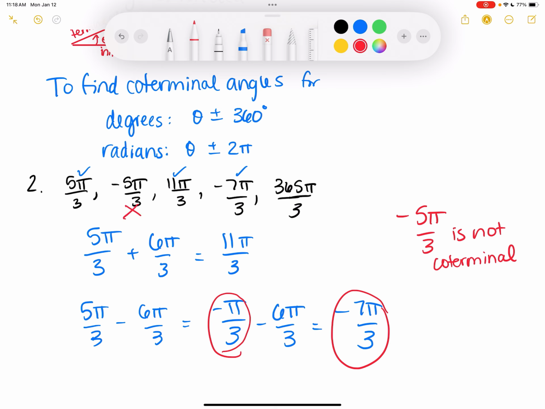Now, more often than not, when they're asking you about coterminal angles, they're going to give you an angle and say find a positive and a negative coterminal angle, and you're going to do so by adding or subtracting increments of 2 pi or 360 degrees, depending on the question. But if they give you a list of numbers, this is how you would go about finding them.